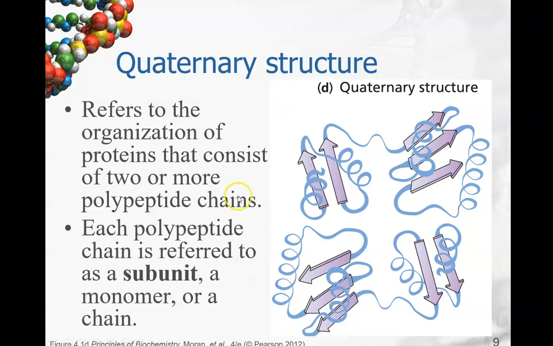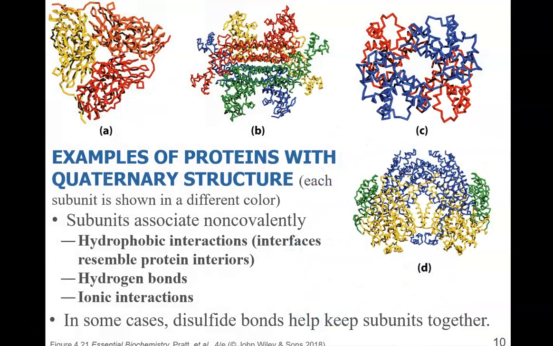So the language we can use here is we can say that this protein has 2 chains. We can say it has 2 monomers, 2 subunits. Any of that language would convey that we have a protein with quaternary structure. So here are some examples from our book. So here the artist has drawn each one of these chains in a different color.